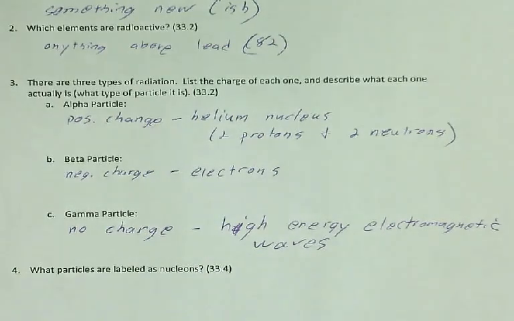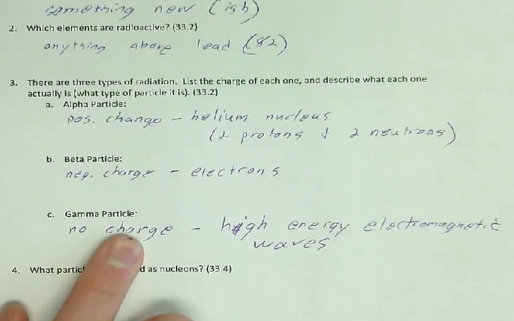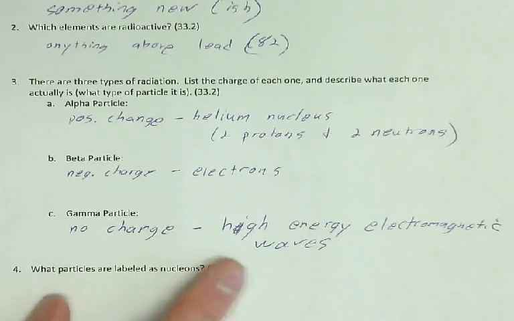And if you remember back to the electromagnetic spectrum, it's radio waves, microwaves, infrared, visible light, ultraviolet, X-rays, gamma rays. Gamma rays are the highest ones on the electromagnetic spectrum, and here they are. They're also called gamma particles. That's the technical name, but we call them gamma rays a lot.